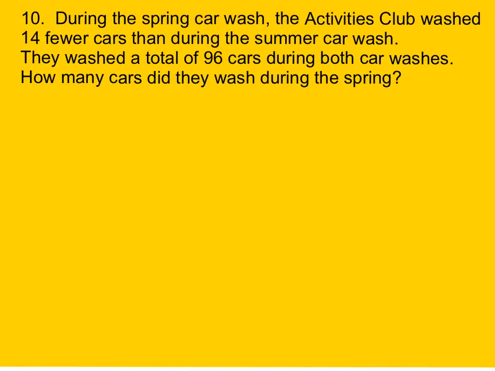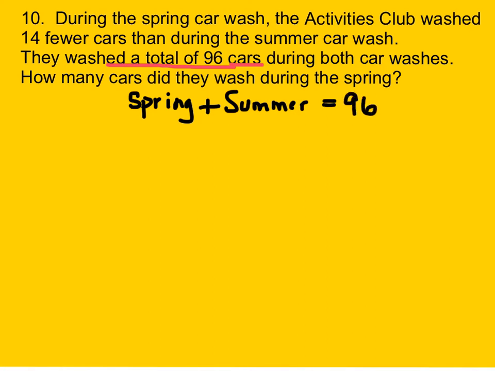All right, let's go ahead and try another one like that. During the spring car wash, the Activities Club washed 14 fewer cars than during the summer car wash. They washed a total of 96 cars during both car washes. How many cars did they wash during the spring? So we have two car washes going on. We have a spring and summer car wash, and we know that the total between the two car washes was 96 cars. So first let's start with a general equation. We have the spring plus the summer car washes needs to equal 96.